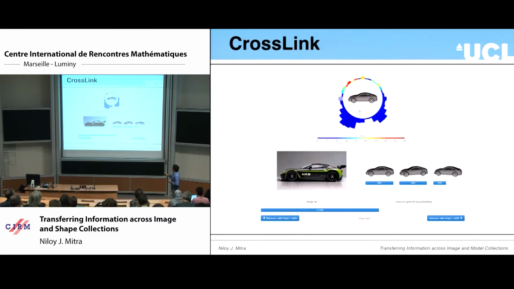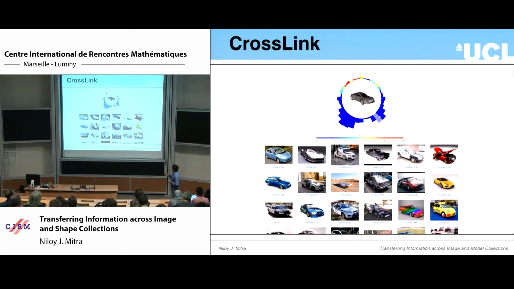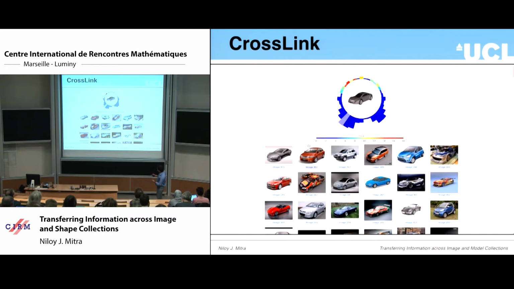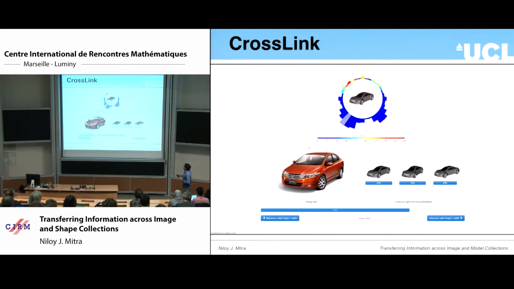So the first part is quite simple. You rotate the view, and you get images for that angle updated. So now you were transferring information from images to 3D and back to images again. This is the interesting bit.